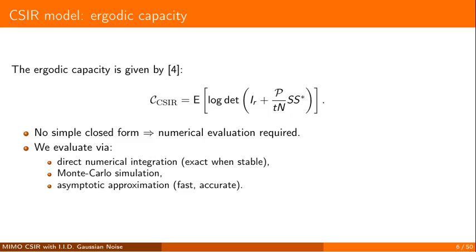Unfortunately, this expectation has no simple closed form, so we must evaluate it numerically, a common fate for expressions that look tidy on paper. We'll pursue three approaches: direct numerical integration, which is exact in principle, provided the computation stays stable; Monte Carlo simulation, which is straightforward and robust, if not always quick; and an asymptotic approximation, which turns out to be both very fast and, somewhat against expectation, remarkably accurate.